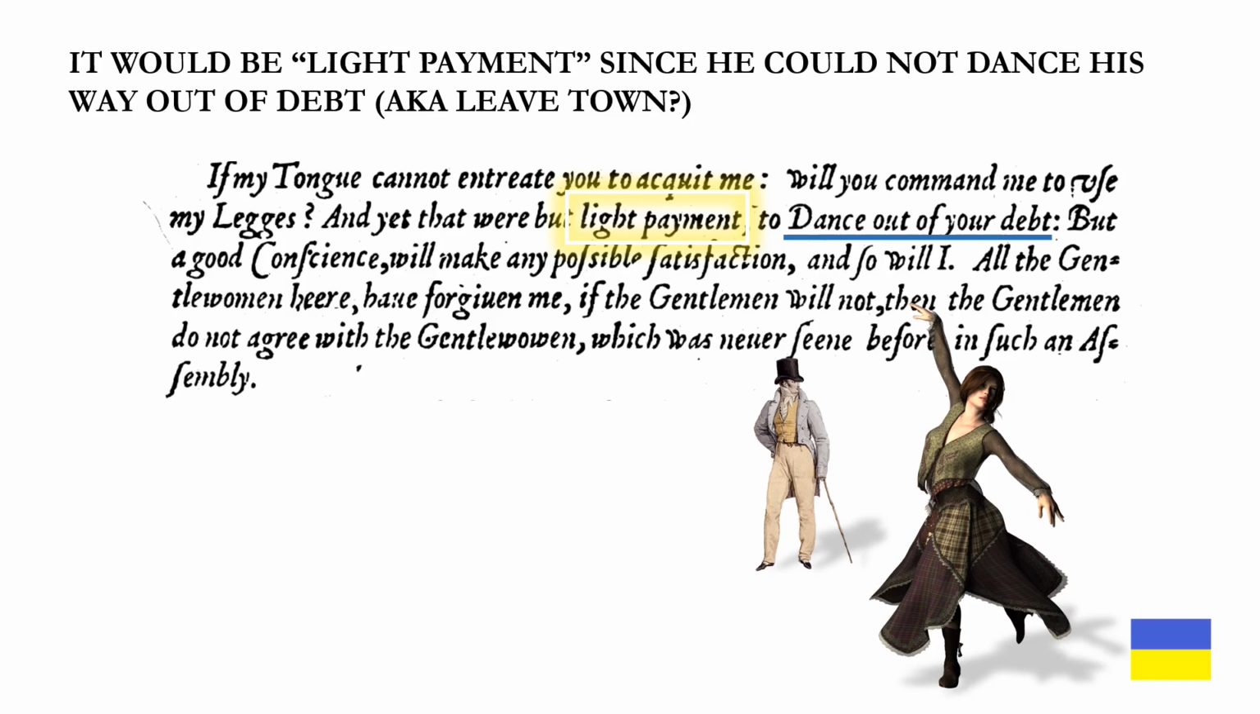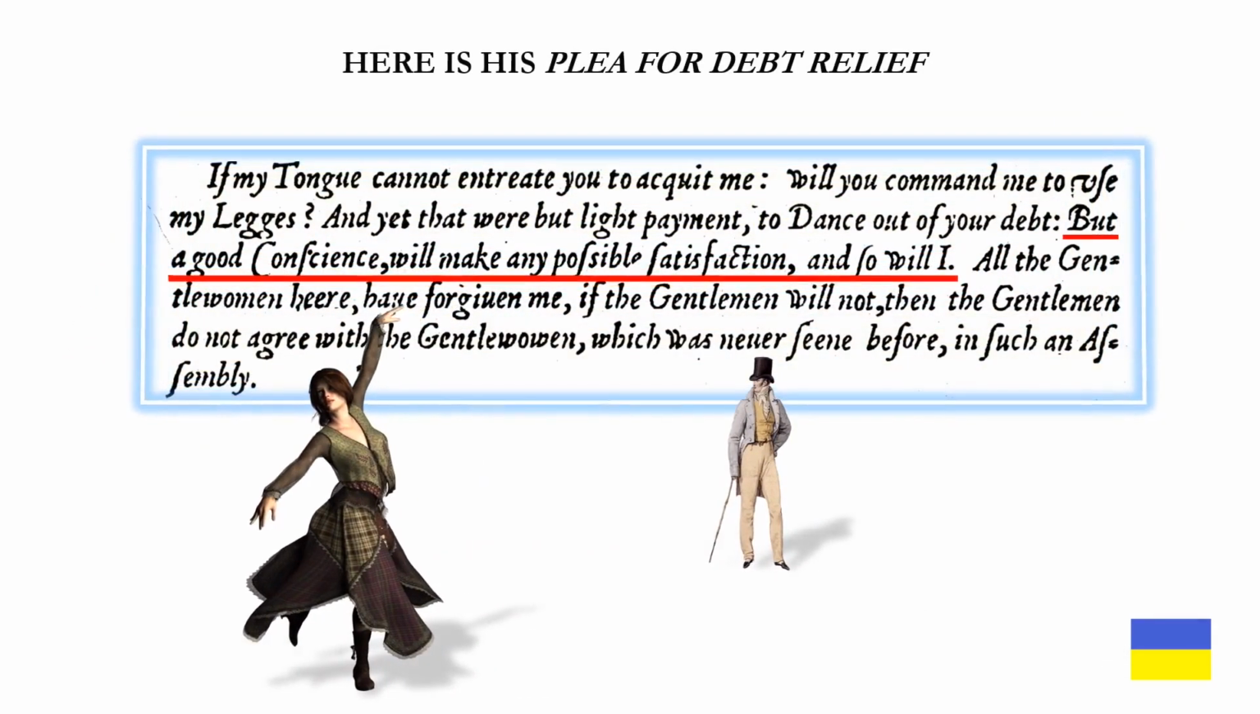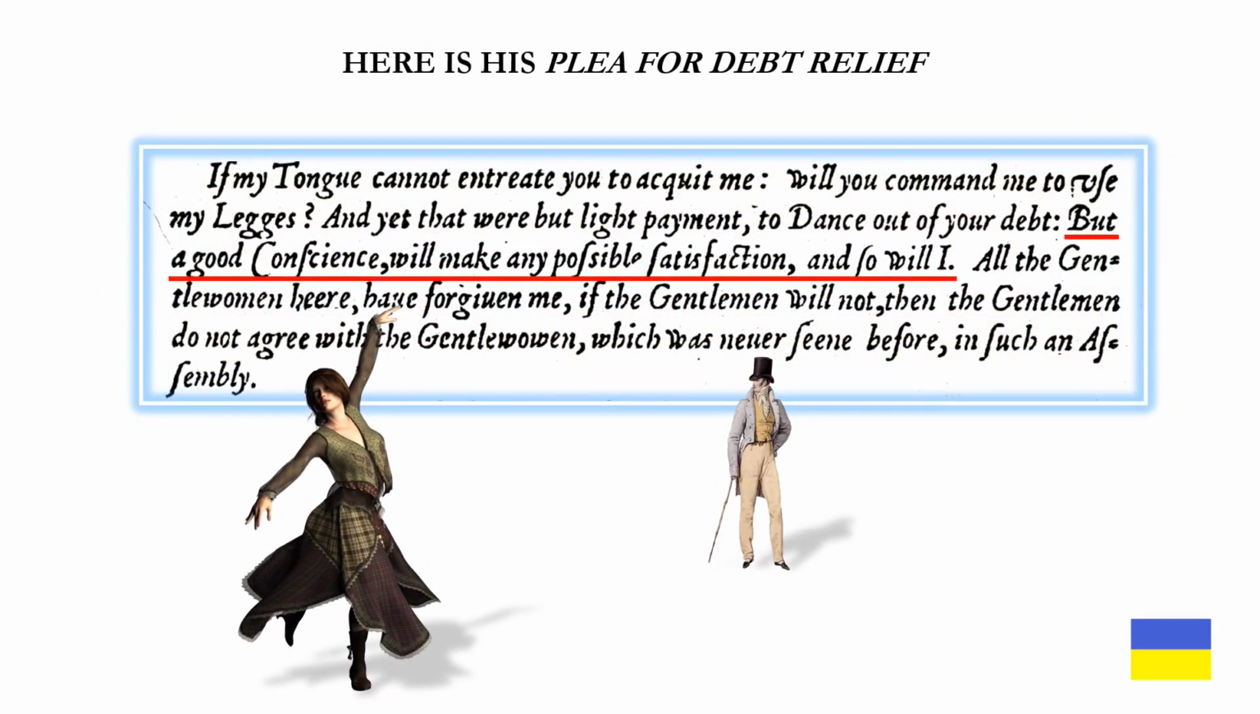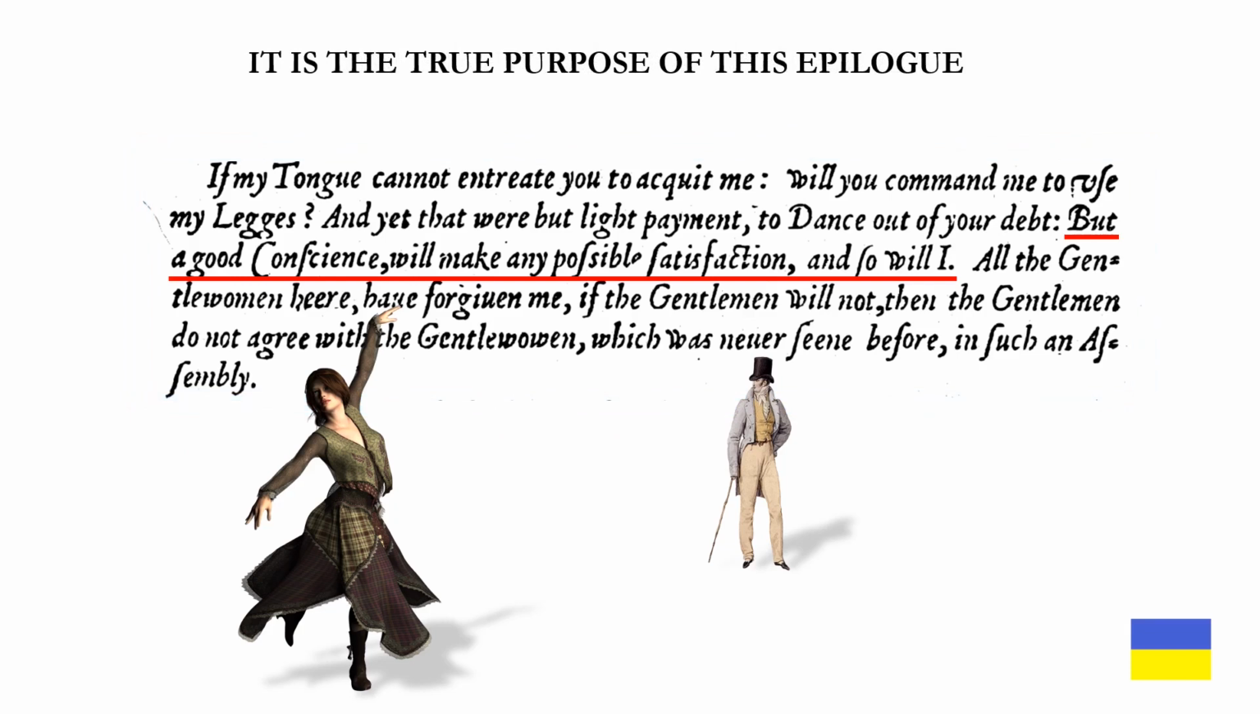But he's honest. He wants to make amends. That is why he says, "But a good conscience will make any possible satisfaction, and so will I." Here is his plea for debt relief. It is the true purpose of this epilogue, and it is the central idea of the paragraph, located right in the center.